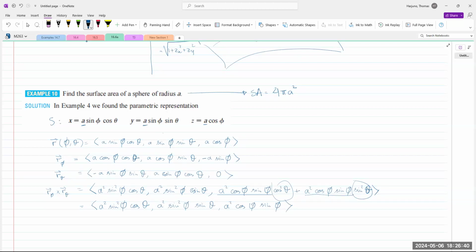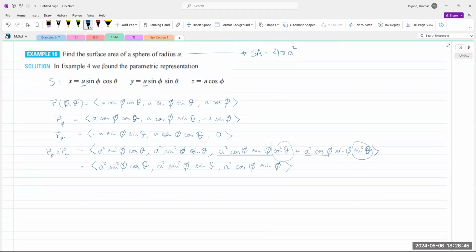But be patient. We are in Calc 3, right? You don't expect something that easy to do. Now, by the way, notice that each component has common factor a squared. Let's pick that out. So that's a squared times the vector sine squared phi cosine theta, sine squared phi sine theta, and then cosine phi sine phi. I actually wrote this wrong, it's supposed to be theta here.